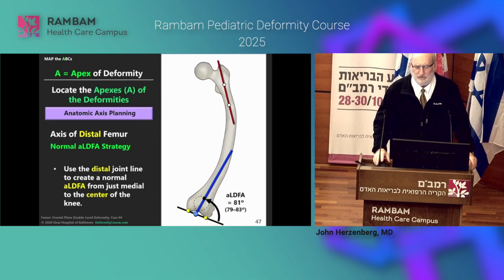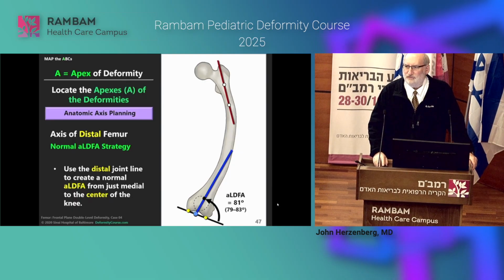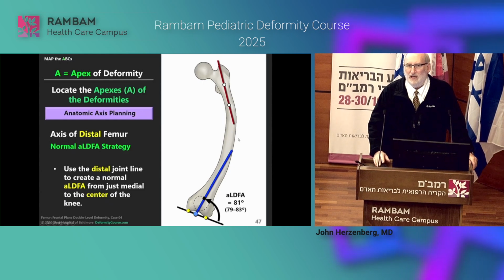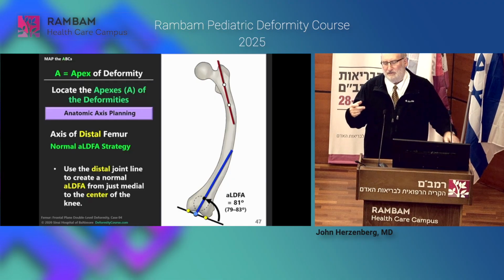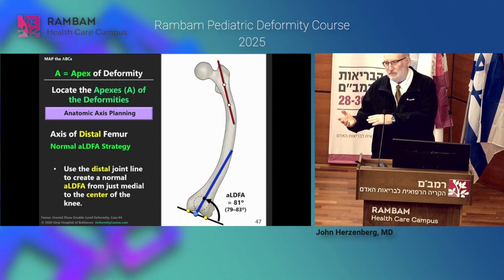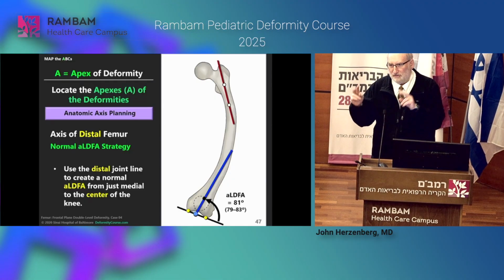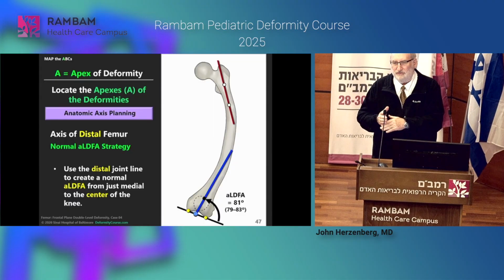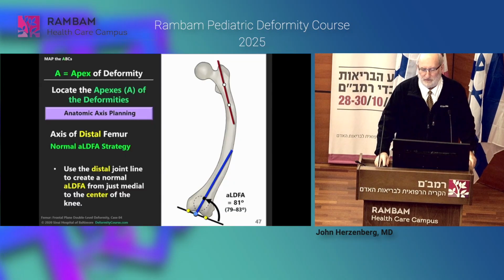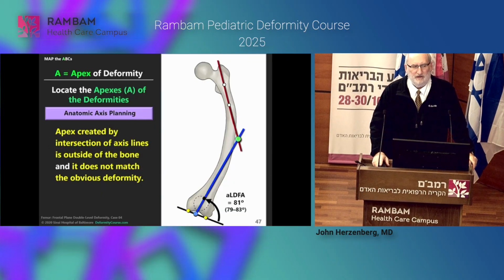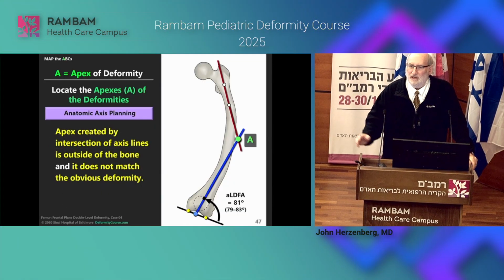But what's wrong with this? If the intersection of these two lines, the red line and the blue line, is not in the bone, it's outside the bone. And anytime you see this where the intersection of an anatomic line in planning is outside of the bone, the little bells should go off. It means that you are dealing with a second deformity, at least a second, maybe even a third. So here's the intersection that's outside the bone.